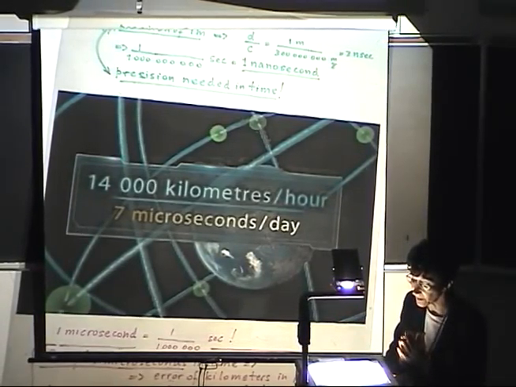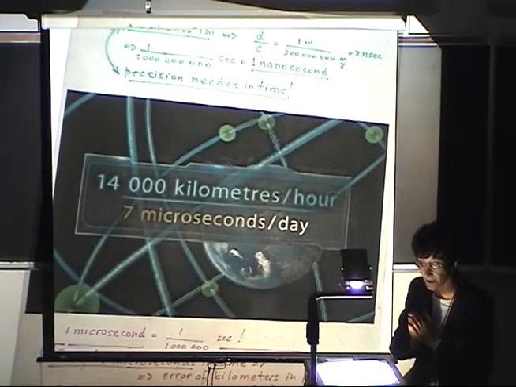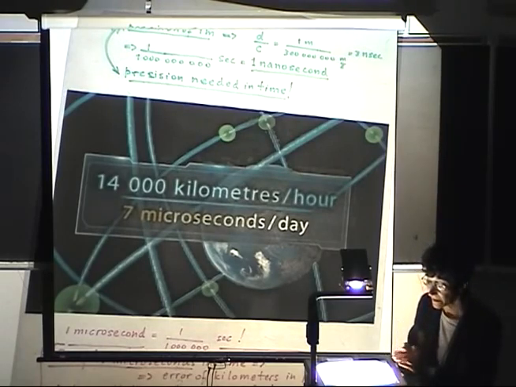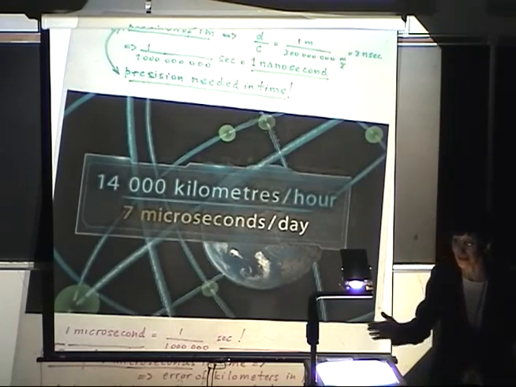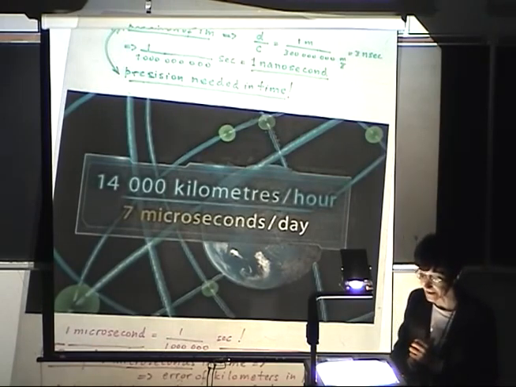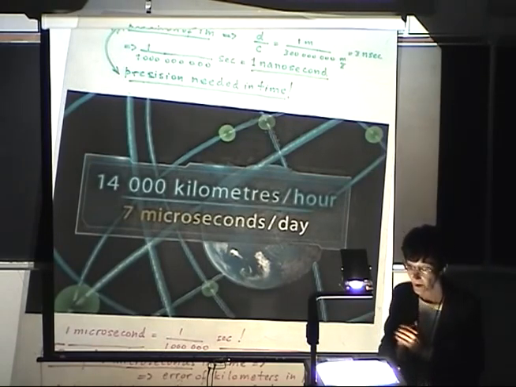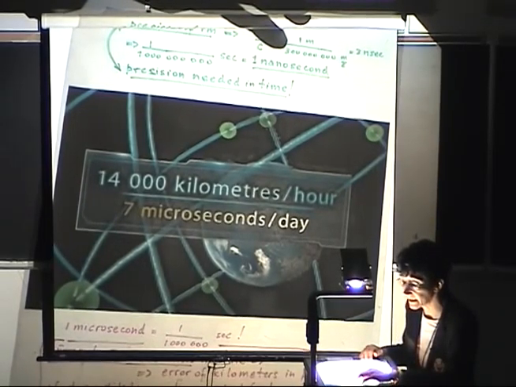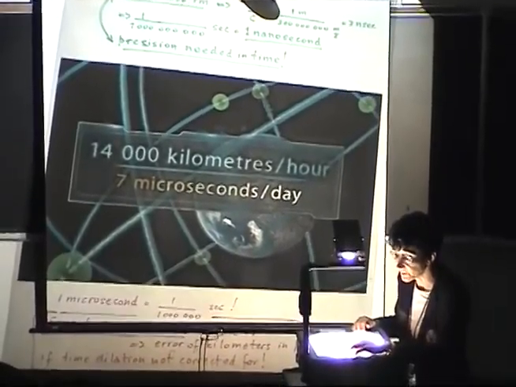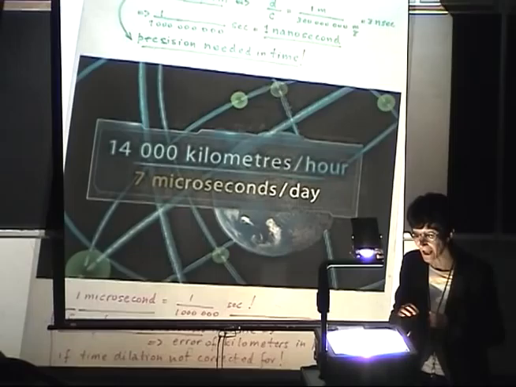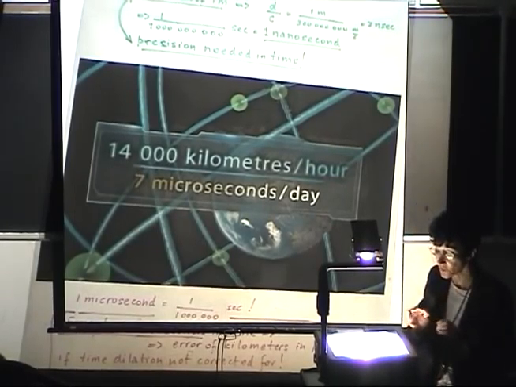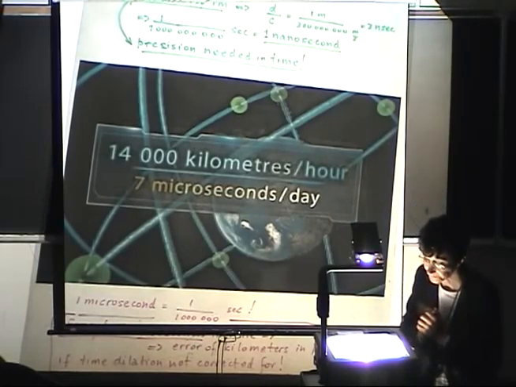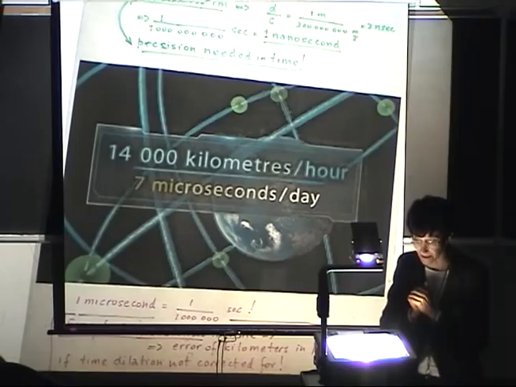Now, the precision that we want from a GPS location is about 1 meter. So from that, we know the precision we need in time, knowing how long light takes to travel a distance of 1 meter, because the signals coming from the satellites travel at the velocity of light. So the distance of 1 meter divided by the speed of light, which is 300,000 kilometers per second, is 3 nanoseconds. 1 nanosecond is 1/1,000 million of a second. So this is the precision needed in time.